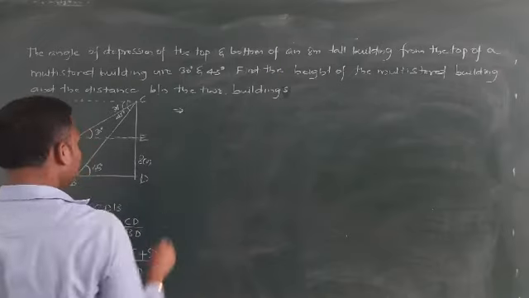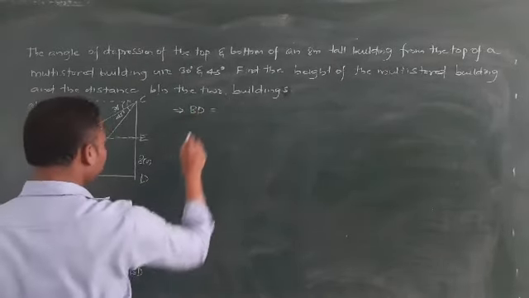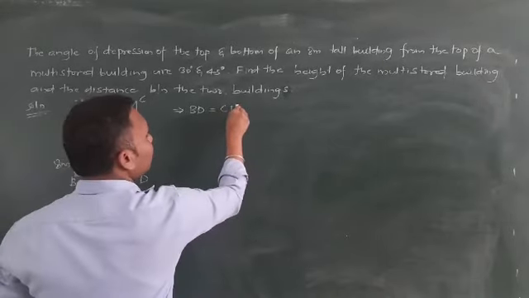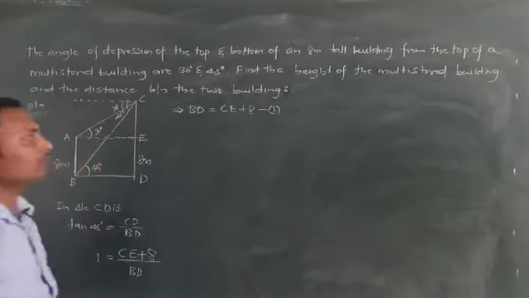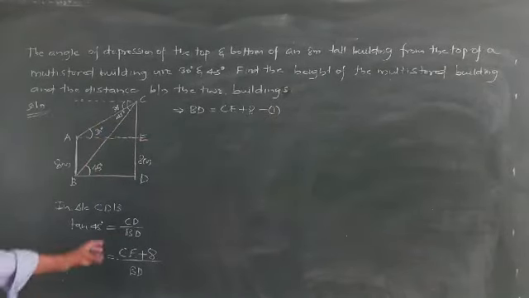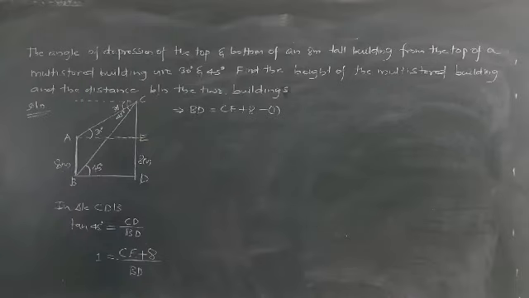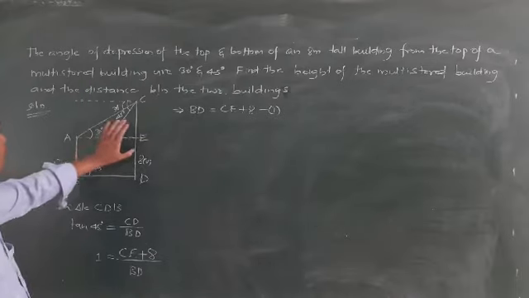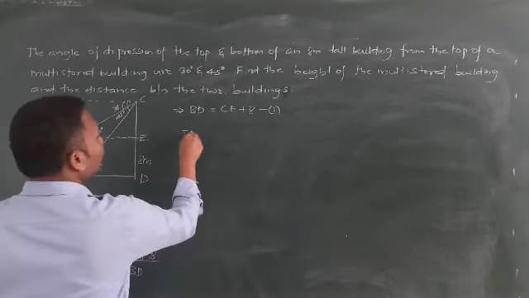Now let me write this step here. This implies BD is equal to CE plus 8, equation number 1. So what is the value of BD? BD is equal to CE plus 8. Now I'll take the next triangle, CEA.